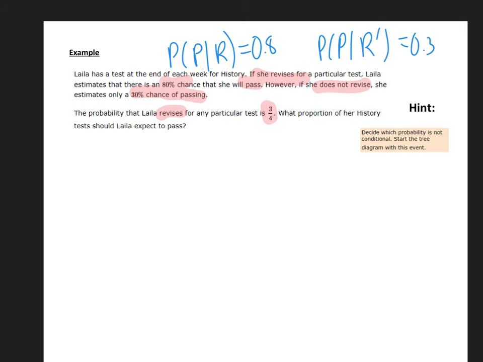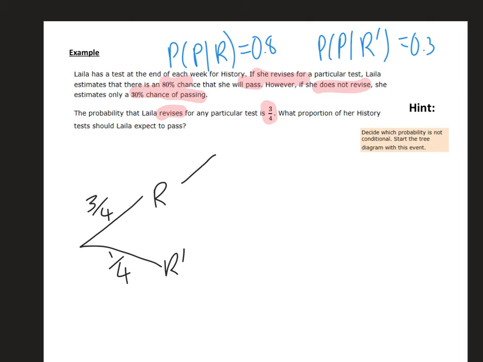So if I've got "given" in the question, it's normally best to draw a tree diagram instead of a Venn or two-way table. And to decide what branch goes first, look at the bit that's given. So I'm given that revision has happened or not happened. So on my tree diagram, I'm going to have revision and not revision. So the probability she revises was 3/4, it said. So therefore not revised must be 1/4, because these two branches have to add up to 1.